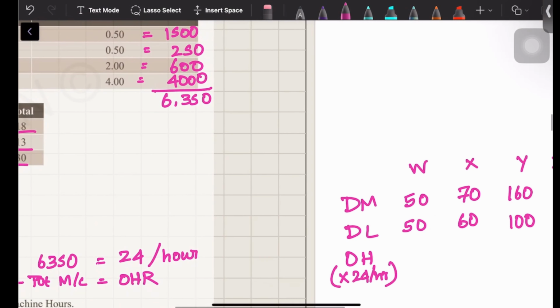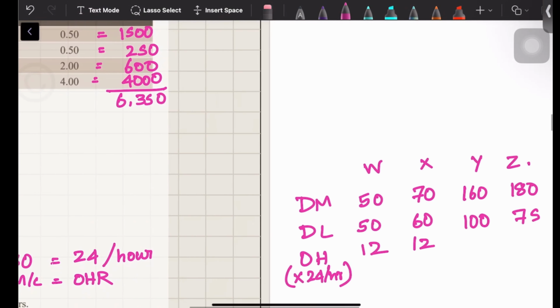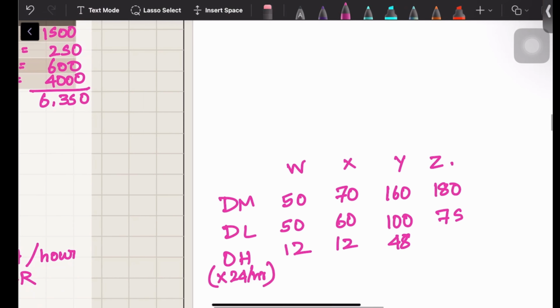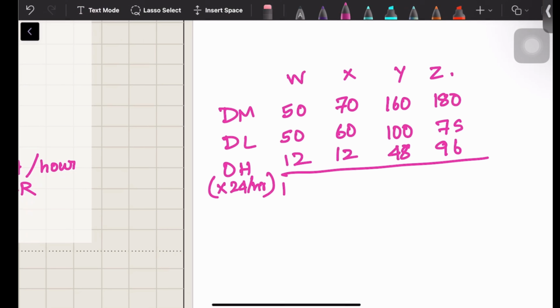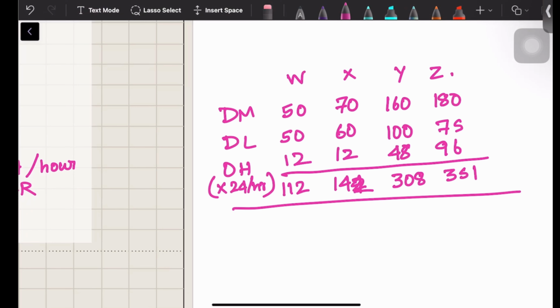So 0.5 into 24 is 12. 0.5 into 24 again is 12. 24 into 2, 48. And then 24 into 4, 96. Now I can calculate the unit cost of each one: 112, 130, 144, 260, 142, 142, 308, 351. So this is what I have calculated with the traditional method.